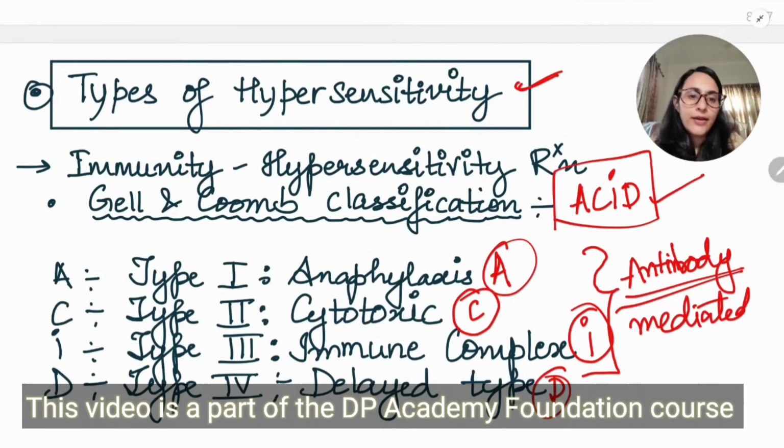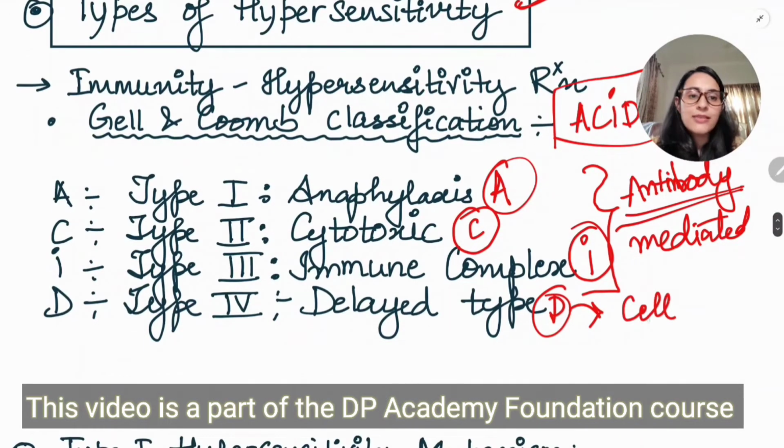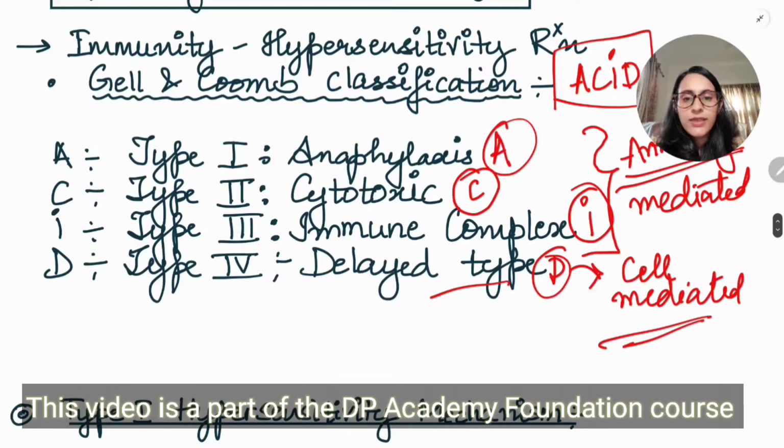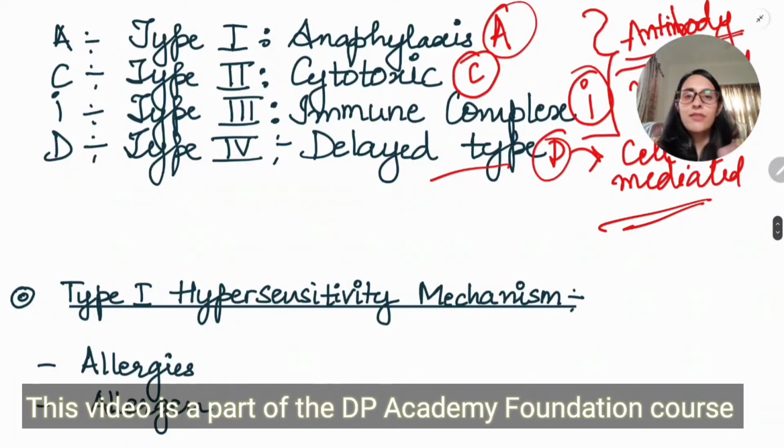Type 4, on the other hand, is a delayed type, and it is cell mediated. That means B cells, T cells, all the cells that we have covered in the previous lecture are going to participate in the type 4 hypersensitivity reaction, that is a delayed type. So in type 1, 2, and 3, we are going to discuss the antigen-antibody reaction, while type 4 is going to be mediated by the cells, that is the B cells and the T cells. We also have a type 5 that we will cover in between. So type 1 is anaphylaxis, 2 is cytotoxic, 3 is immune complex, and 4 is delayed type.